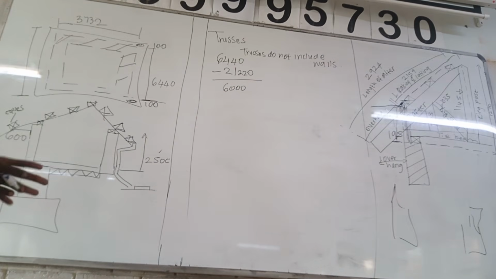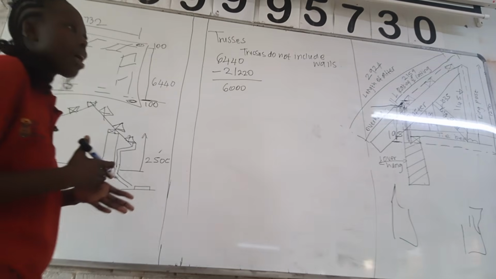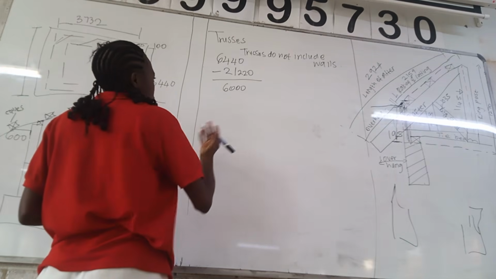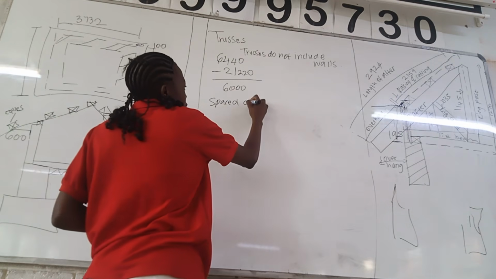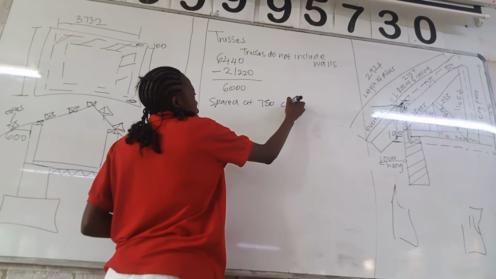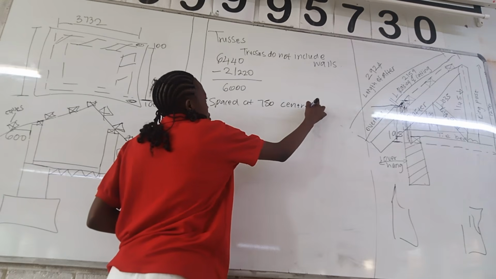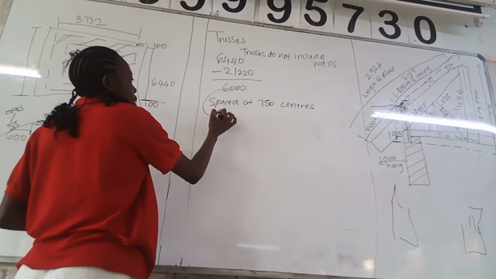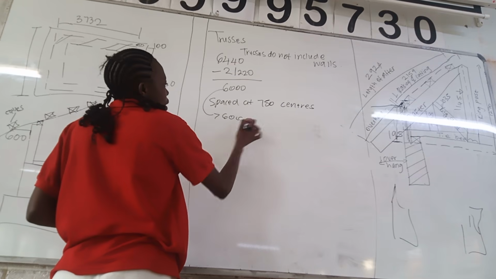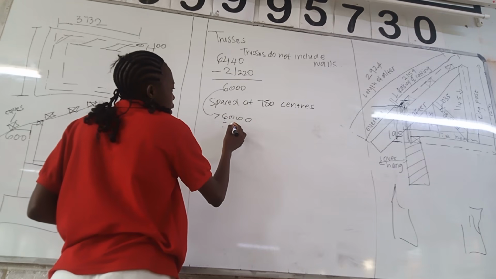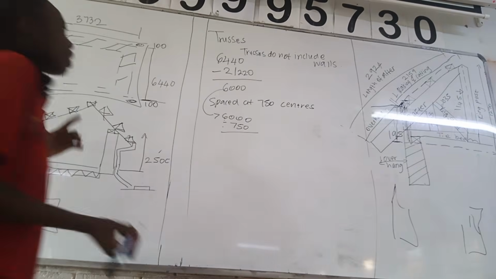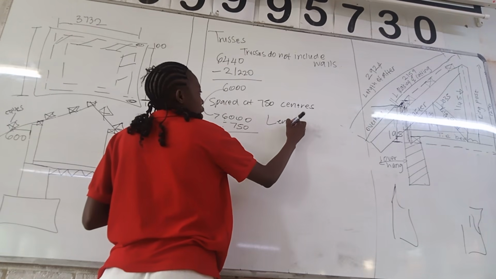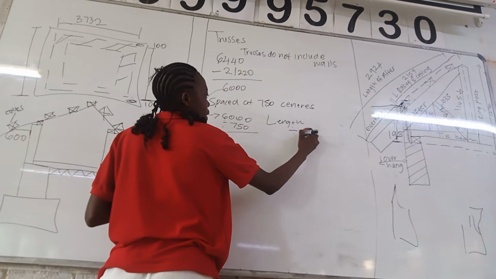Now we need to use the spacing that they gave us in the specification. They said it is spaced at 750 centers. So you're going to take this 6,000 divided by 750. What do we get? You take the length divided by the spacing.